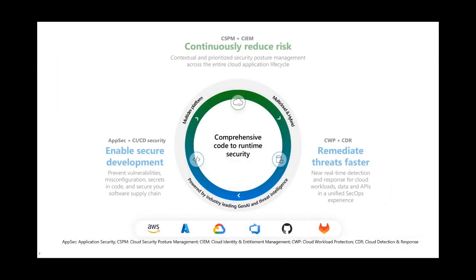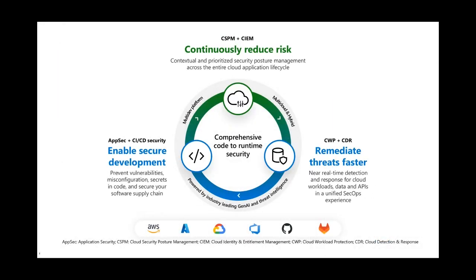So if you're not familiar with Microsoft Defender for Cloud, essentially here Microsoft provides comprehensive code to runtime security, and this all starts with secure development, which includes native security controls infused in the existing developer workflows to help you code and build applications securely. And Defender for Cloud includes an array of capabilities such as contextual security posture, which will help you prioritize and reduce risk continuously across the entire cloud application lifecycle.